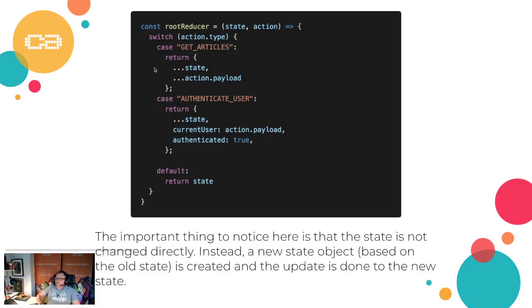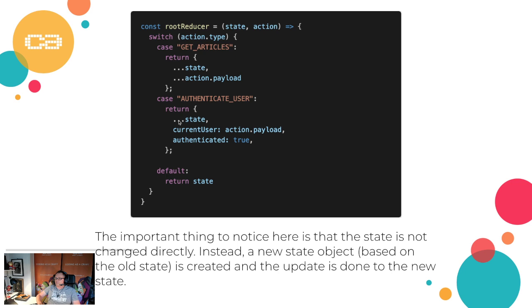If we look at an even more complex reducer, in this case, we are taking care of or reacting to two different types of actions. In this case, get articles. Again, this is just an example, or authenticate user. So you can have many of these case operators, right?